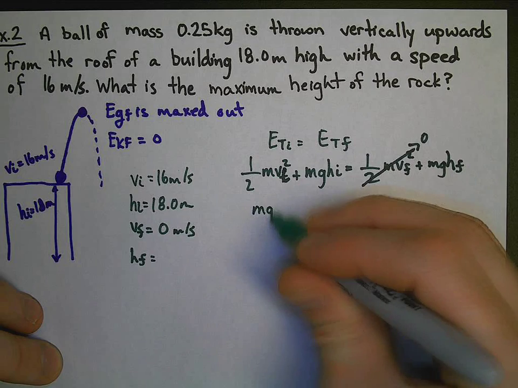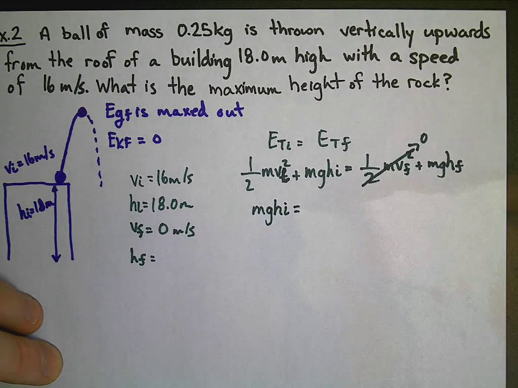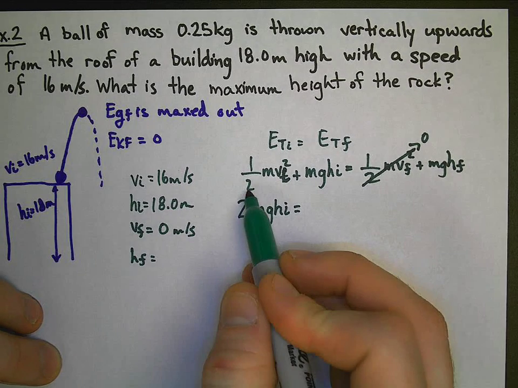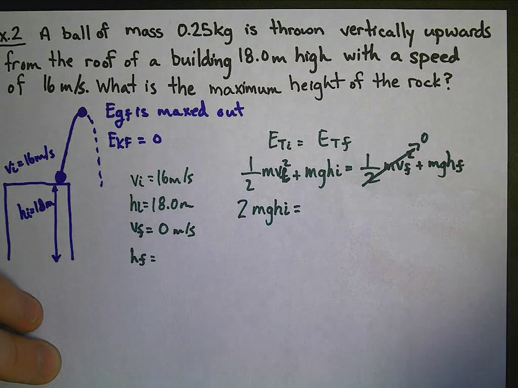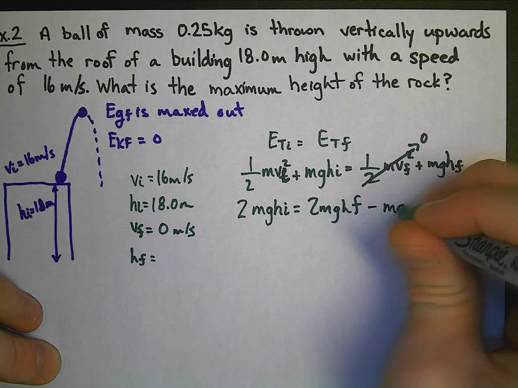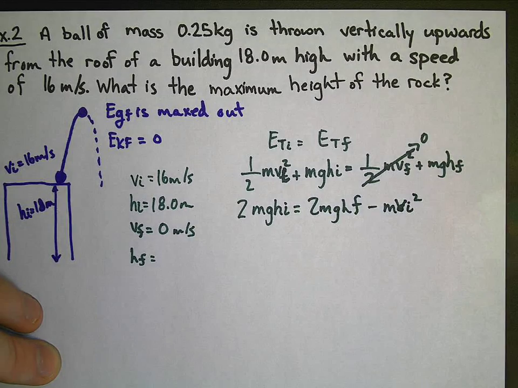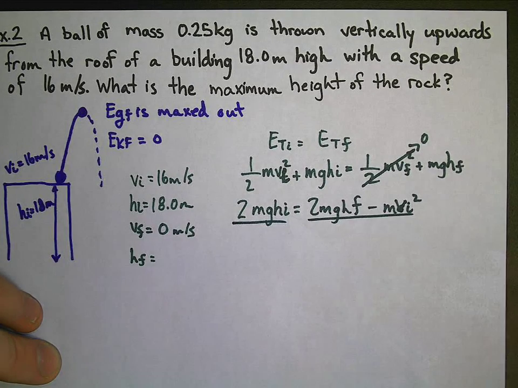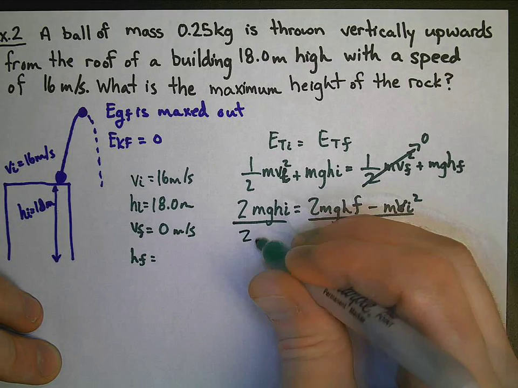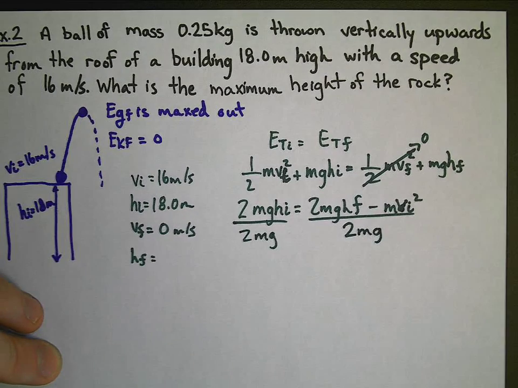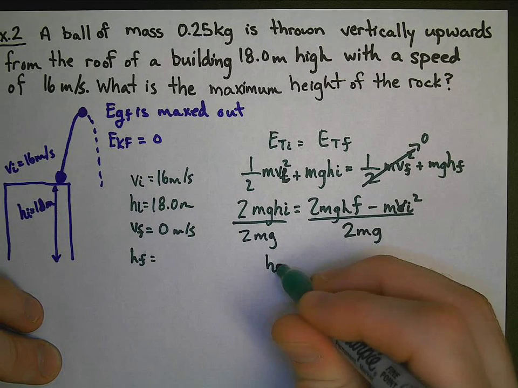So mghi will be equal to, and this will be 2 mghi because we must get rid of this 1/2, will be equal to 2 mghf minus mvi squared. So to solve for this, we will divide both sides of the equal sign by 2 mg. That solves for hi.